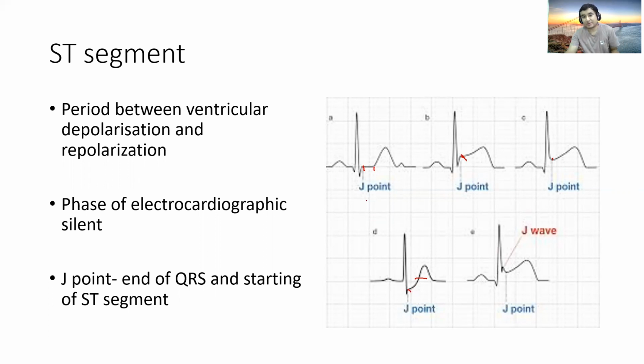So the J point can be on the normal isoelectric line. It can be elevated. It can be depressed. Depending upon the pathophysiology, like in case of myocardial infarction, there can be elevation in the J point, and even in case of unstable angina, there can be depression in the J point. So we have to know about the J point, and we should always try to find the J point in the ECG.